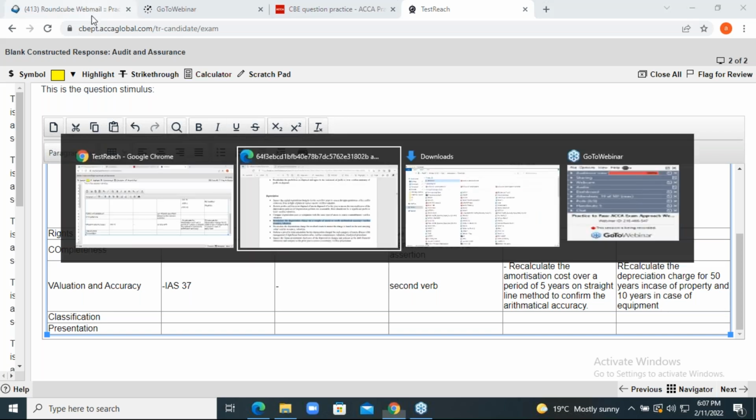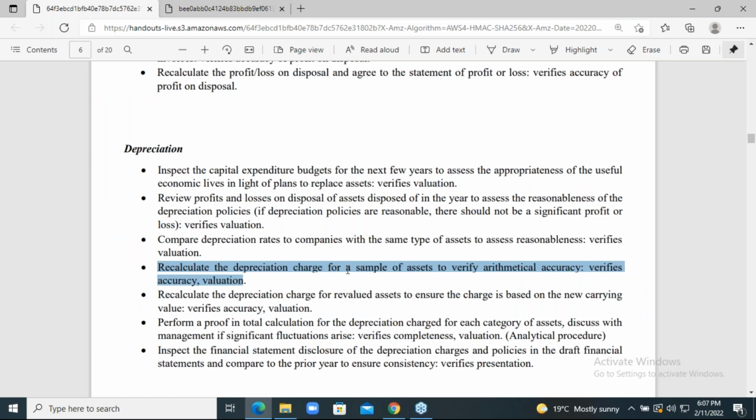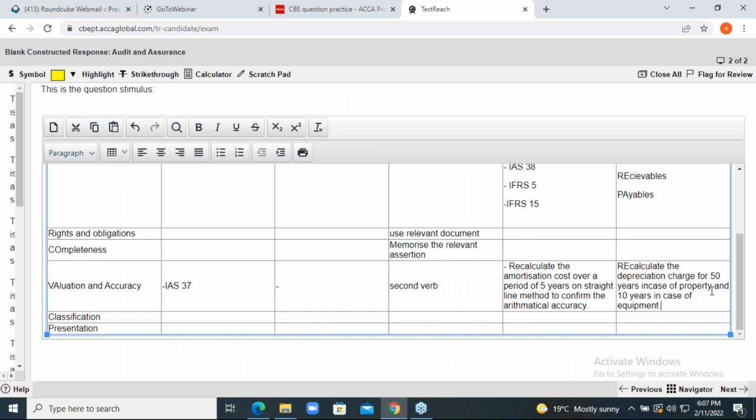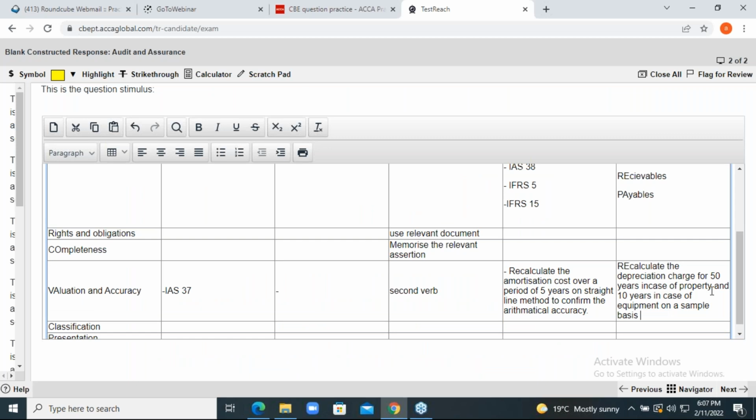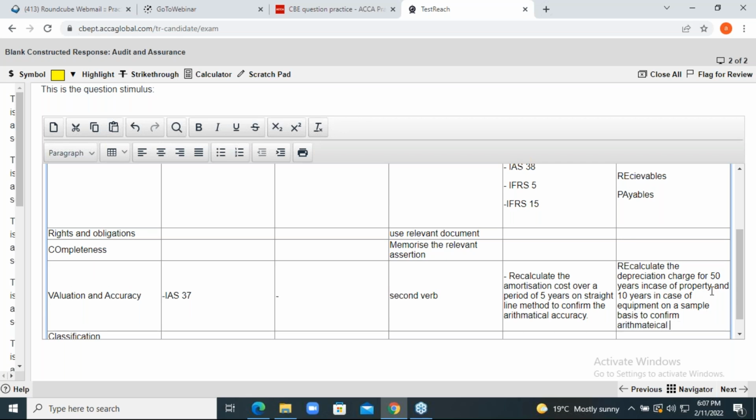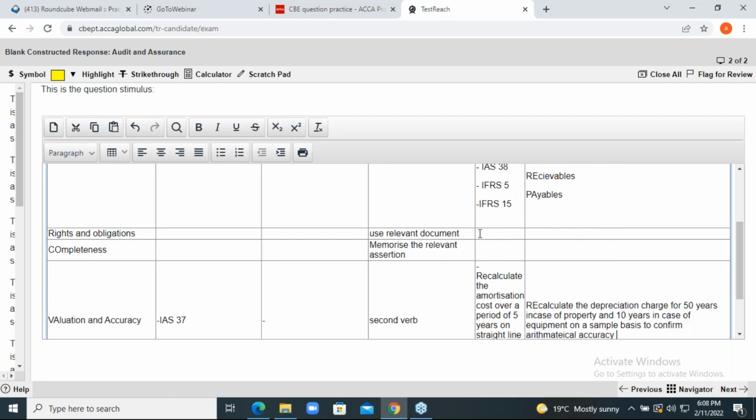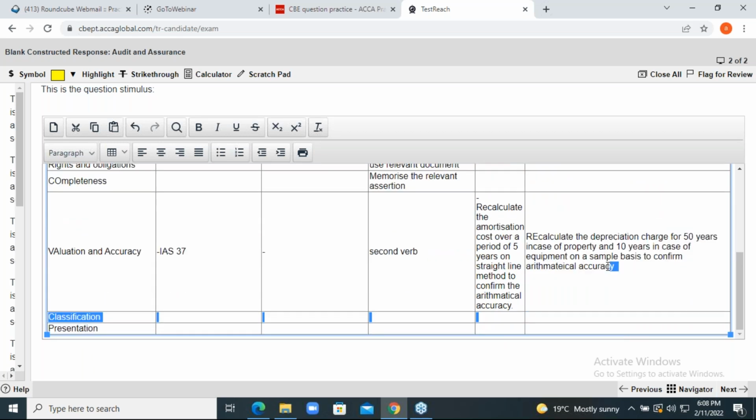Once again, I will go back to generic: for a sample of assets to verify arithmetical accuracy. On a sample basis to confirm arithmetical accuracy. Now, this is a complete procedure. This is a complete procedure. This is how you are going to write.